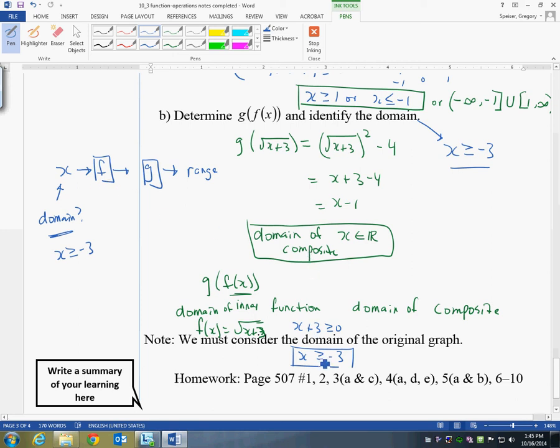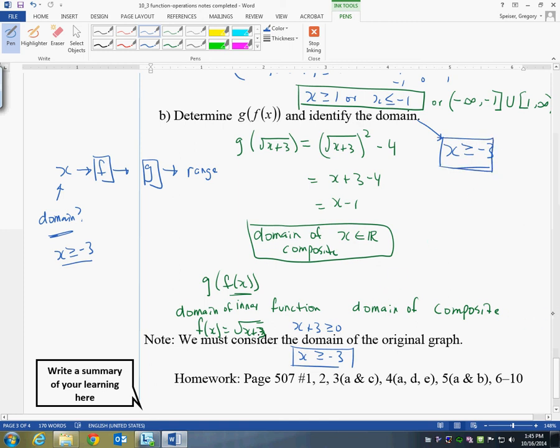So if the original x, the domain is greater than or equal to negative 3, you have to restrict your final answer to what is common here. And for the composite function, which we just figured out, which was x's all real numbers, what's common between x's all real numbers and x is greater than negative 3? In other words, what's the intersection of those two? So the intersection of this one and this one, what's common to both of them is x is greater than or equal to negative 3.